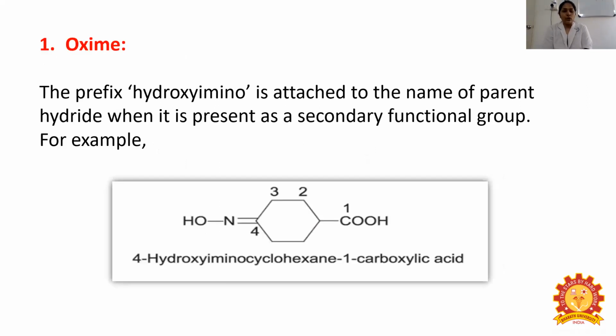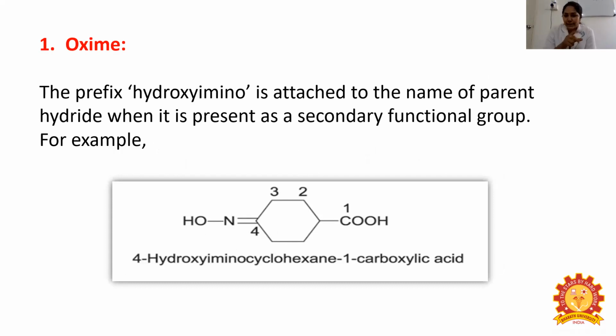So once again, I will repeat the oxime. The prefix hydroxyimino is attached to the name of the parent hydride when it is present as the secondary functional group. For example, a hydroxy group attached to the nitrogen is hydroxyimino. Nitrogen attached to the hydroxy group is said to be the oxime. This example is given with cyclohexane. In first position, carboxylic acid is there, and then in fourth position, hydroxyimino is there.